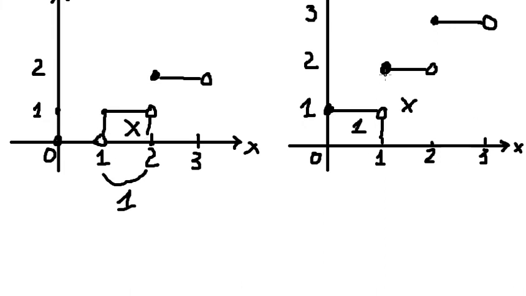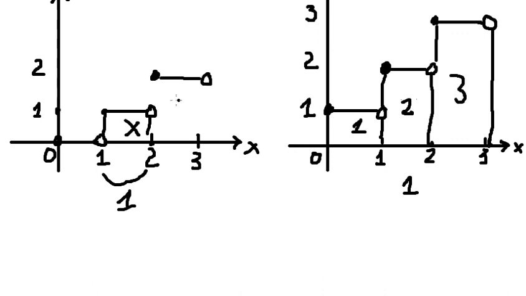So the next one, from 1 to number 2, that is number 1. But on this one, that is number 2. Number 2 multiplied by number 1, we have number 2. This one, that is number 3. This one, that is number 2.